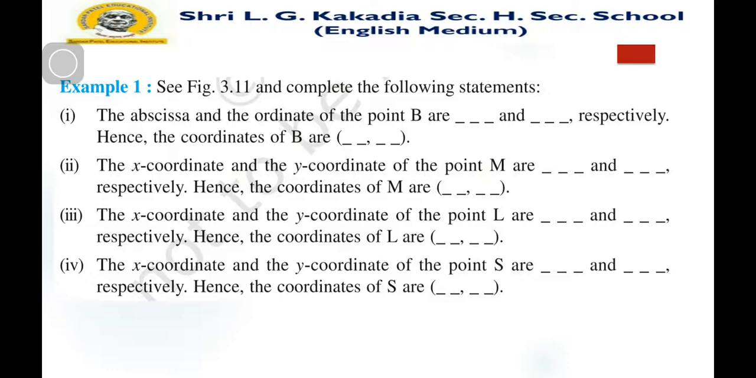Here, given the abscissa and ordinate of point B, let me see the graph, and also we find the coordinates of point B. Here you can see that abscissa means the coordinate on the x-axis, and ordinate means the coordinate on the y-axis. So we take these, put them in a coordinate pair, and solve. We see the distance on the x-axis and y-axis, and we fill in all these blanks as given in example number 1.